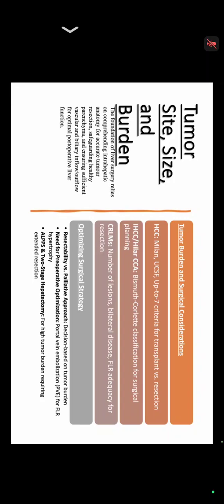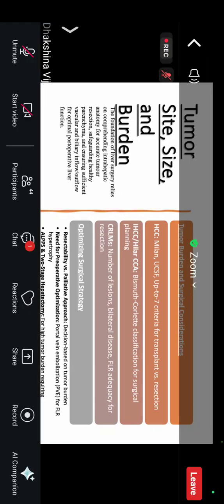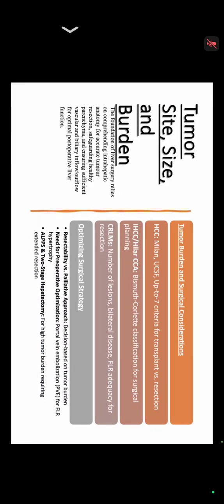So coming to hilar cholangiocarcinoma, with the help of imaging and location, we can classify the tumor so that we can decide on the extent of liver resection, whether to do a left extended or right extended based on the location. Again, as discussed before, colorectal liver mets: it gives the burden of how many lesions there are, especially MRI shows subcentimeter lesions and accurate location, and also for anatomical or extended resection, that is FLR adequacy. So these are all things we can see by tumor burden and surgical consideration.